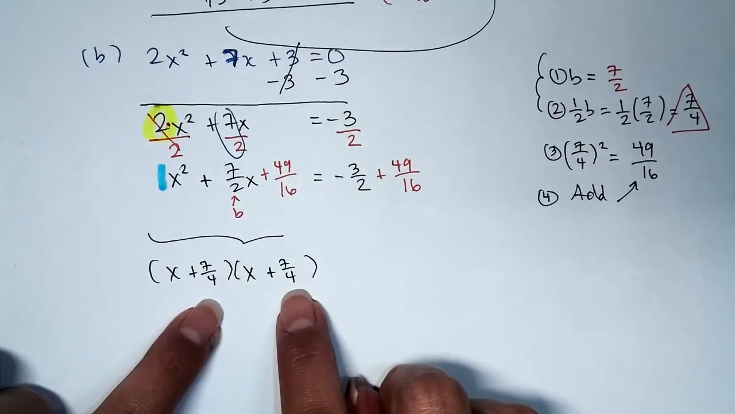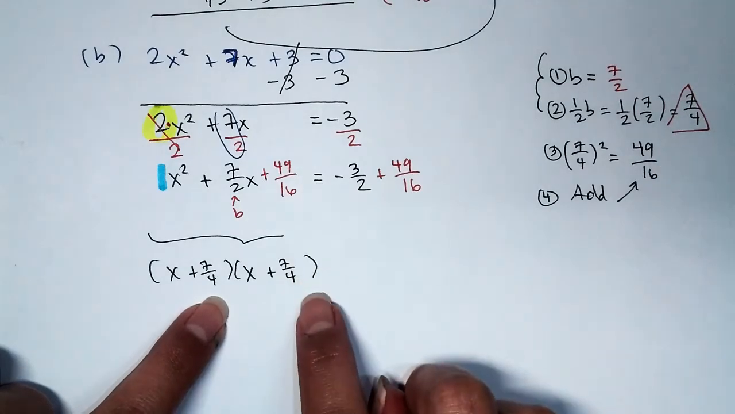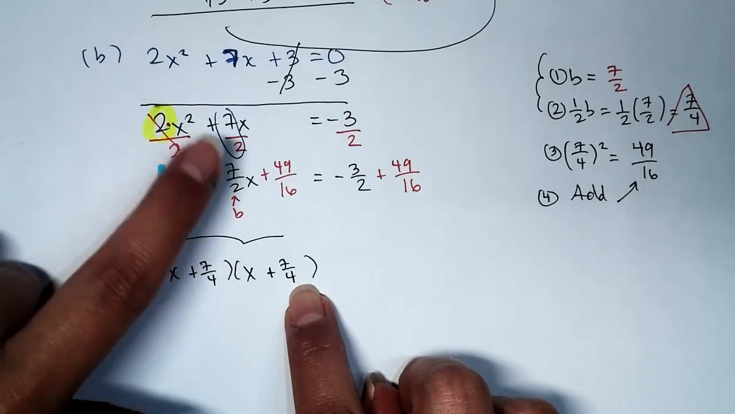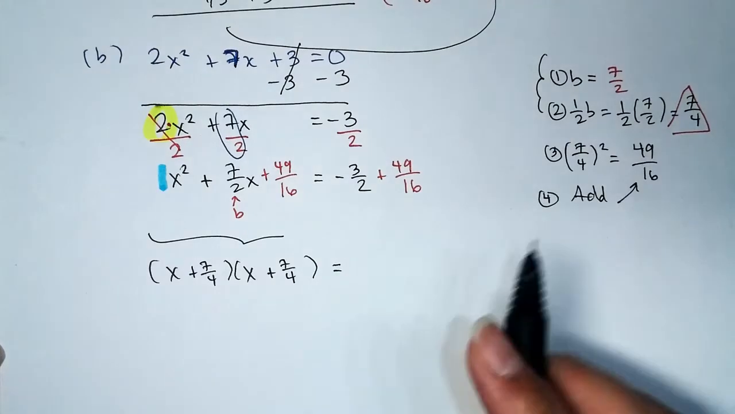Product of 7/4 and 7/4 will give us 49/16. Done. Sum of 7/4 and 7/4 is 14/4. I'm gonna say it like this: 14/4. But when we reduce it, that should give us 7/2. Done. Okay, so no one's gonna know. Keep going. Equals on the right side.